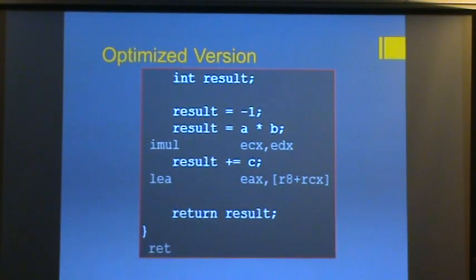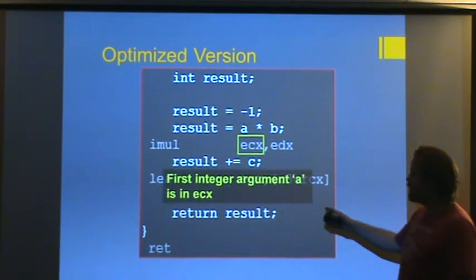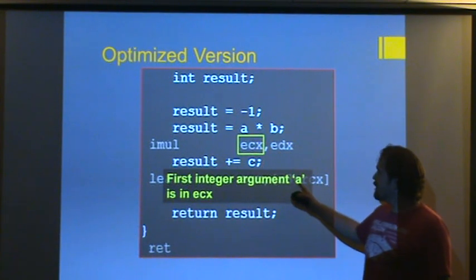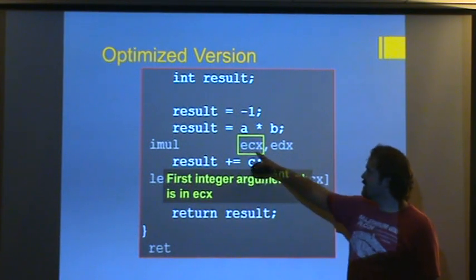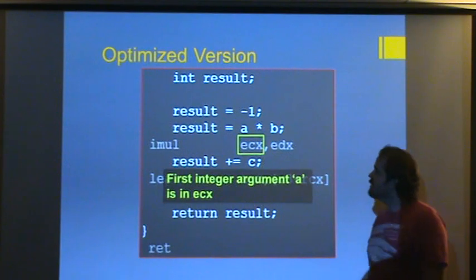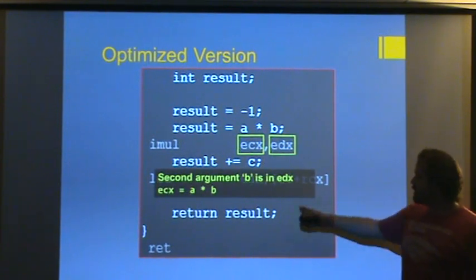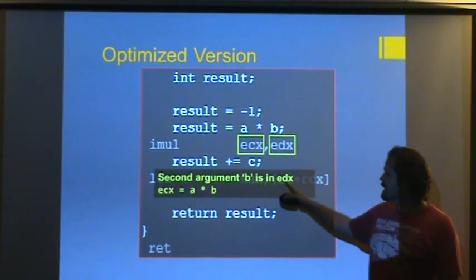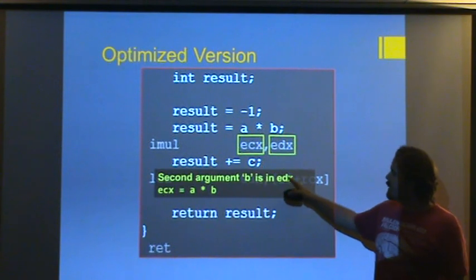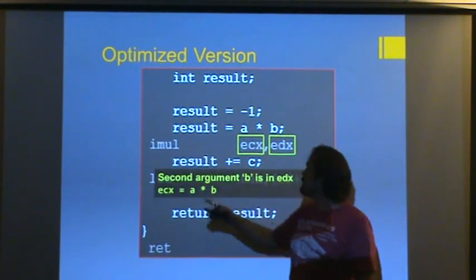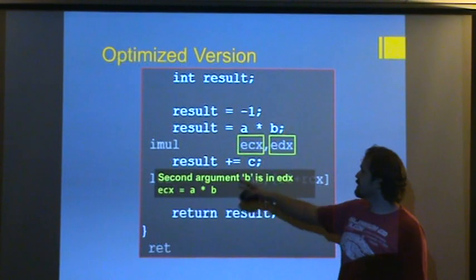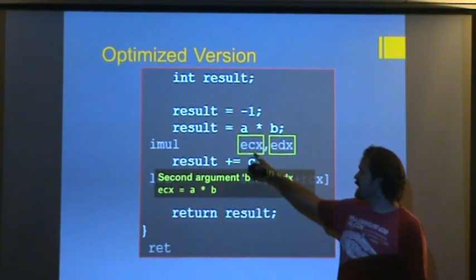So let's go back to our example function. Here is the optimized version again. Here, the first integer argument, which is the A parameter, is going to be in ECX. We know that from the ABI. The second argument, which is B, is going to be in EDX. And this operation here is multiplying them together. We know we move from right to left, so EDX is multiplied by ECX, and the result is stored into ECX.